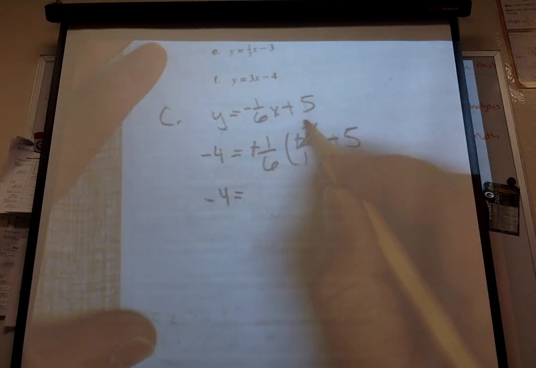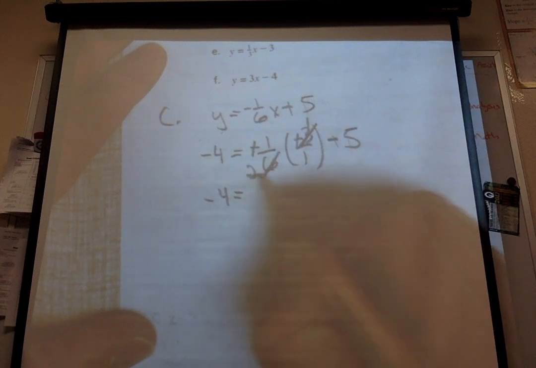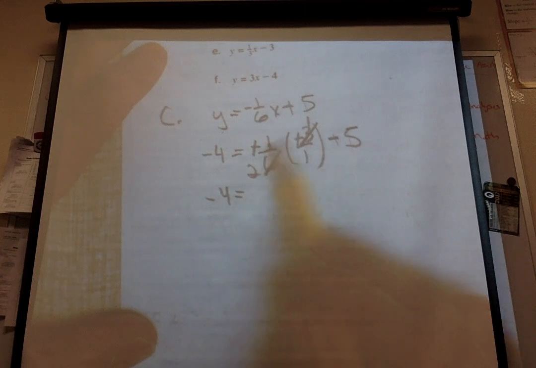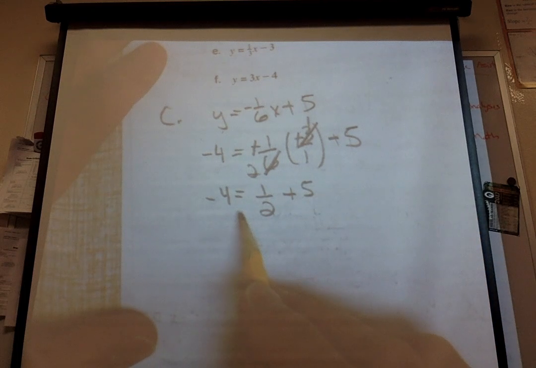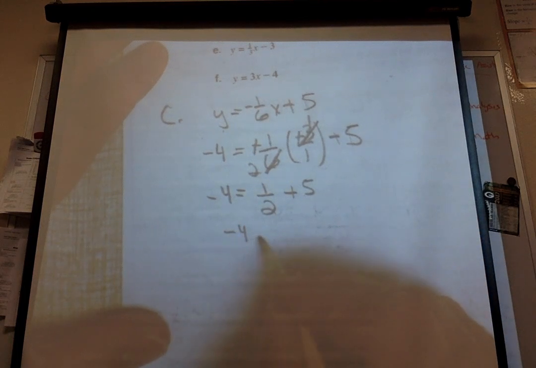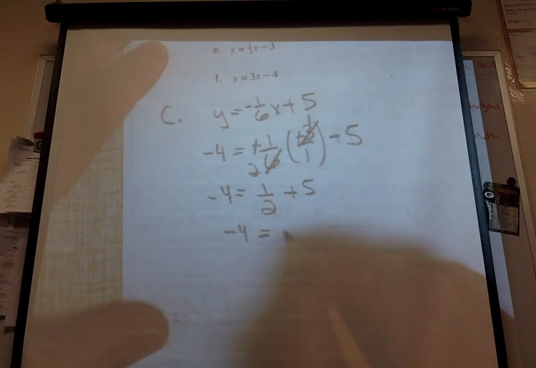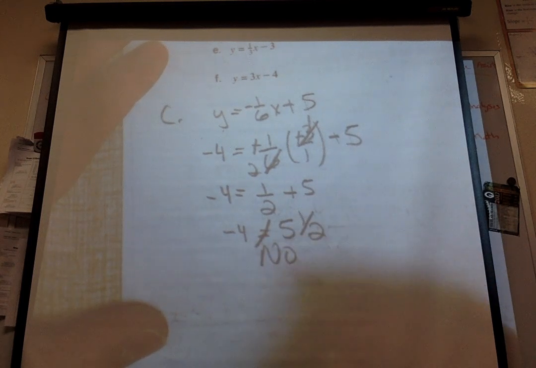I'm going to take a 3 out. 3 becomes a 1, 6 becomes a 2. And this multiply across: 1 times 1 is 1, 2 times 1 is 2, so it's 1/2 plus 5. Well, -4 equals 5 plus 1/2, which is 5 1/2. Does that equal? No, so this one does not.